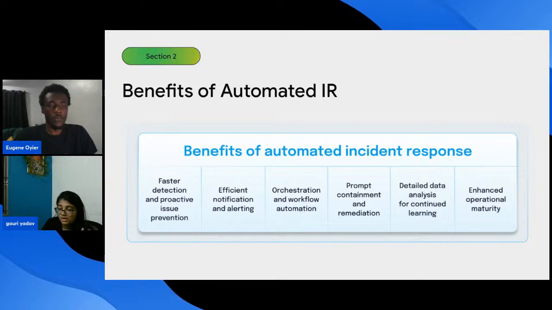So basically, these are a few ways in which automated IR is beneficial. It is faster in detection and proactive issue prevention. Then we have efficient notification and alerting. Then orchestration and workflow automation. Then prompt containment and remediation. And then detailed data analysis and so on. It is a very detailed part about IR.